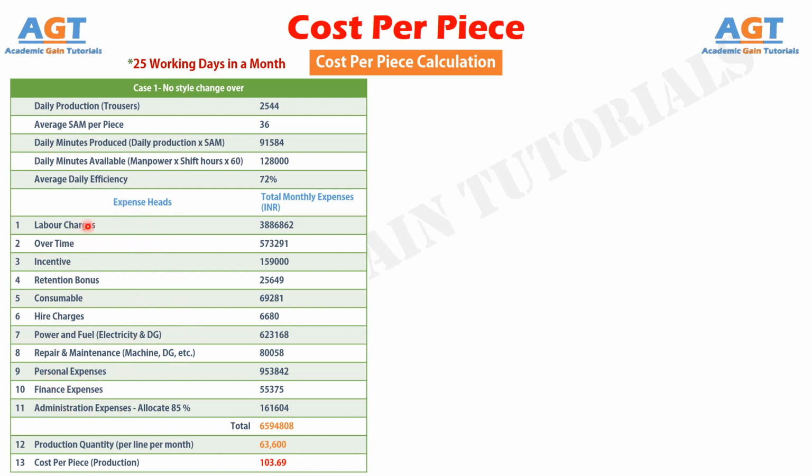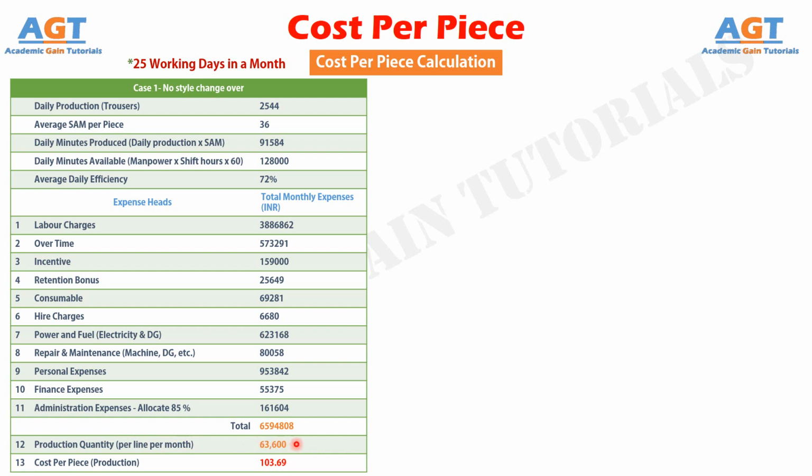Remember the formula. Cost per piece equals to cost of making a full order divided by total order quantity. First, let's calculate the cost of making the full order. This can be simply done by adding the total monthly expenses for all these expense heads. We add the individual total monthly expenses of the labor charges, overtime, incentive, and all these available expense heads, and get the sum over here. This is the cost of making the given order per month. Now, we just need the production quantity, which is given here. That production quantity, per line per month, is 63,600 pieces per line per month.